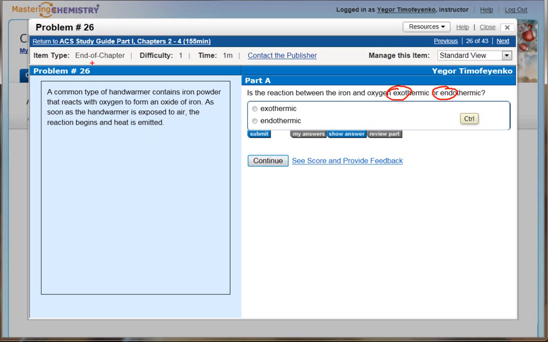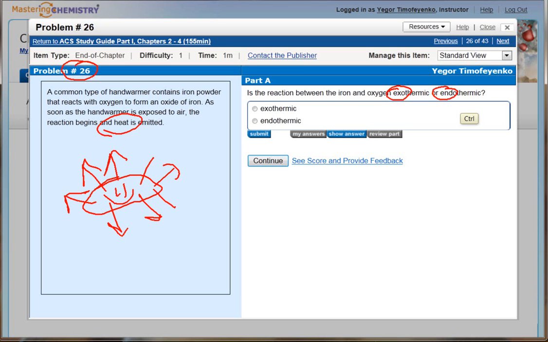A common type, so it's problem 26. A common type of hand warmer contains iron powder that reacts with oxygen to form an oxide of iron. As soon as the hand warmer is exposed to air, the reaction begins and the heat is emitted. So pretty much our hand warmer looks like this, is emitting heat. Our system is losing heat, therefore heat exits my hand warmer. It's an exothermic reaction.